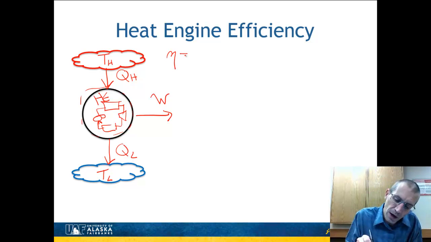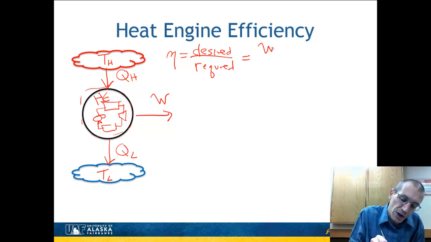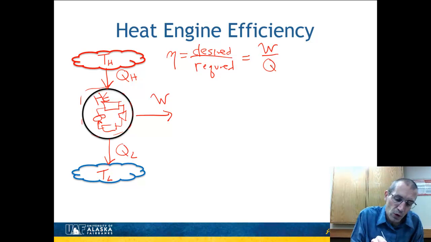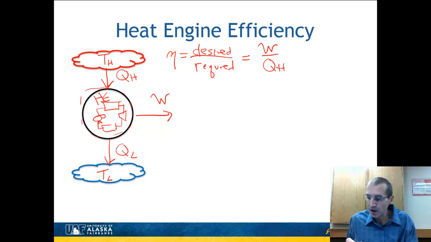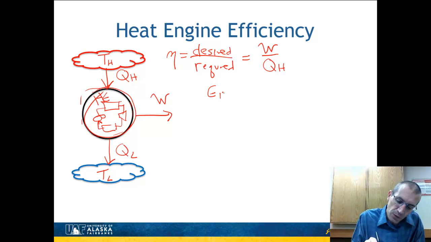If you think back to a few modules ago, I said a good definition of the efficiency is desired over required. And so what is the desired product of the heat engine? Well, think about the power plant. What we want is the electric work that it generates. We want W. And what we have to supply it is this energy from the high temperature source, or QH. And so my efficiency is W over QH. Now let's do an energy balance over my heat engine. And so at steady state, we know that the energy that goes in is the energy that goes out.